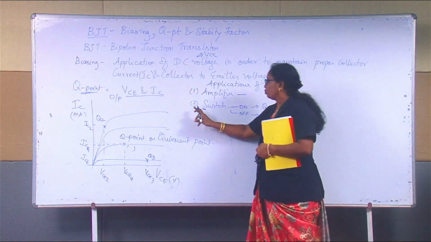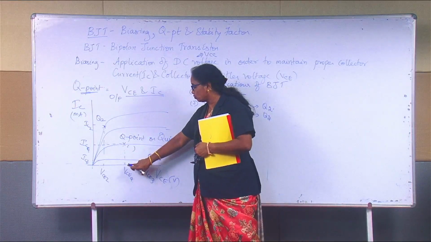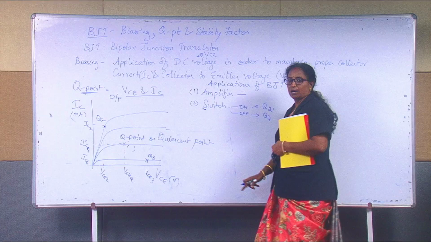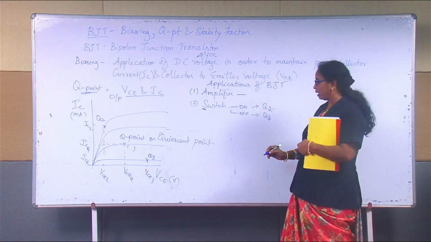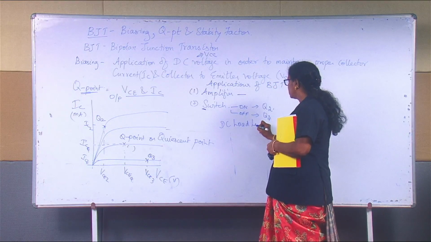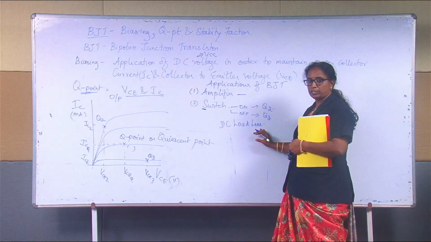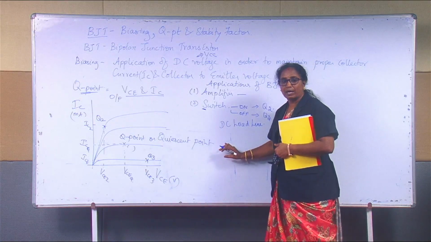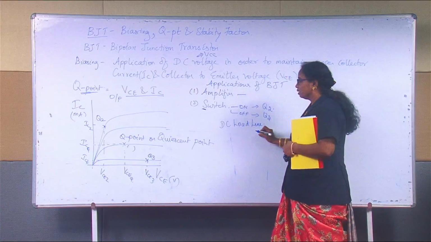If I want to use the BJT as an amplifier, then my operating point or the range of voltage and current must always lie in the middle of the output characteristics. So, middle of the DC load line. What do you mean by DC load line? DC load line is the line connecting all the possible points of collector current with respect to collector to emitter voltage for a given VCC. So, that is what the DC load line is.